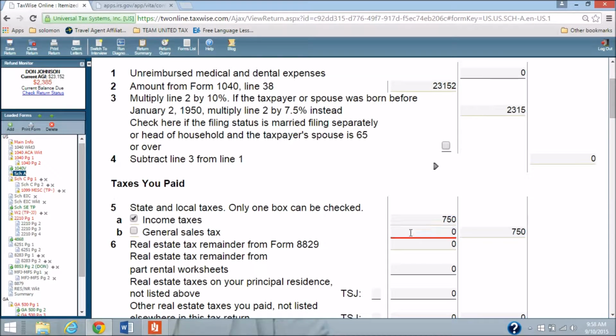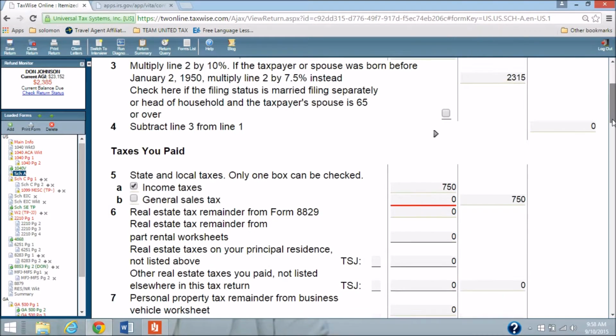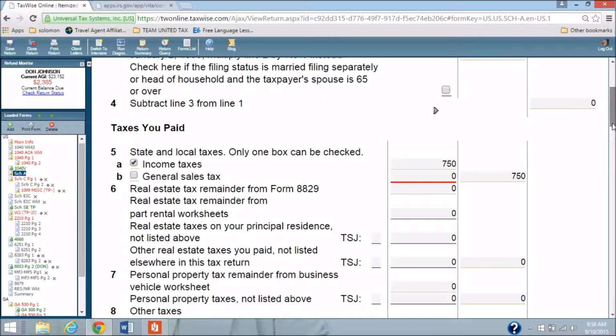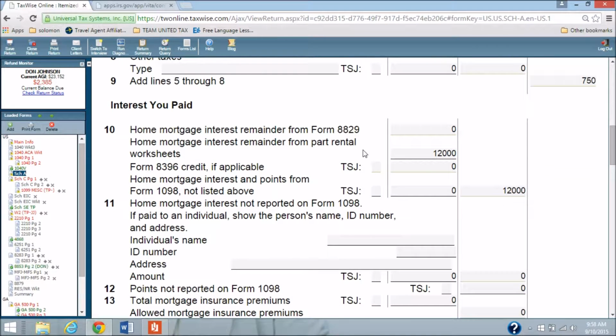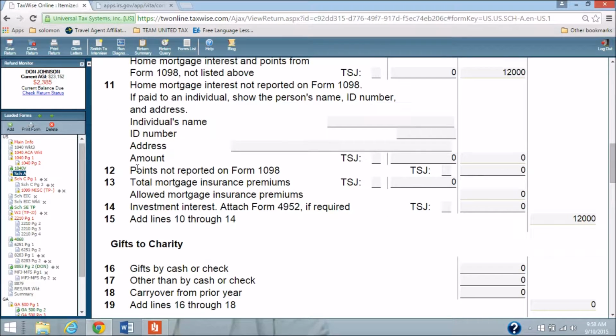Here's the $750. It pops in automatically. You write off your taxes you paid, your ad valorem tax, any taxes you paid to the state, you can write that off. That's a deduction. We go down to interest you paid. That's for the home. Then points, you can write off points that you paid in your mortgage. Sometimes you pay a little bit more to get the interest rate down. Whatever that amount is, you can write that off as well. That comes here.